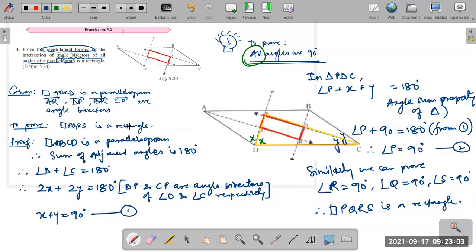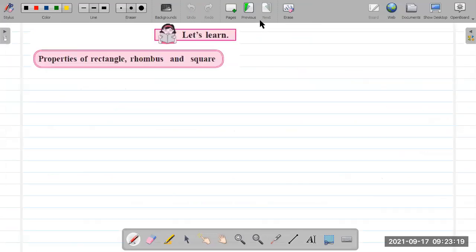Okay. And we have used two properties. First one being the sum of the adjacent angles is 180 degrees. And secondly, the angle sum property of a triangle. Okay. So remember which properties we are using, where and how. All right. With that, let us move to the next concept, that is on properties of rectangles, rhombus and square.